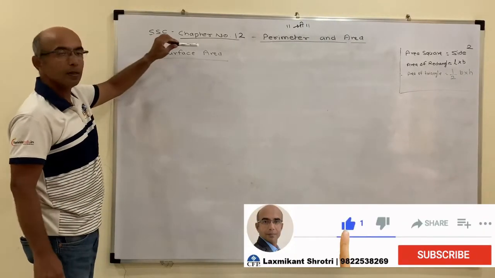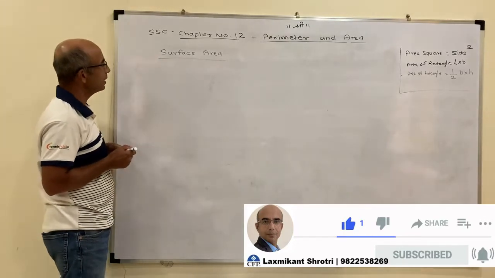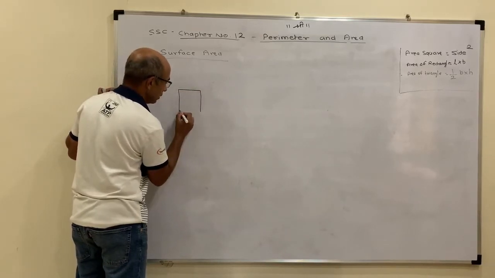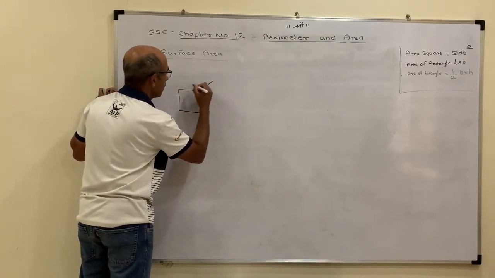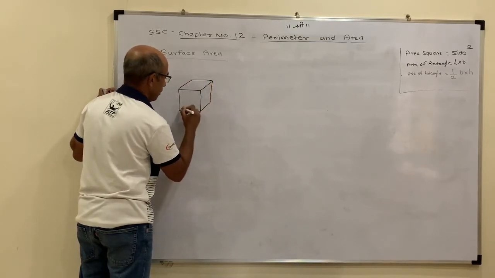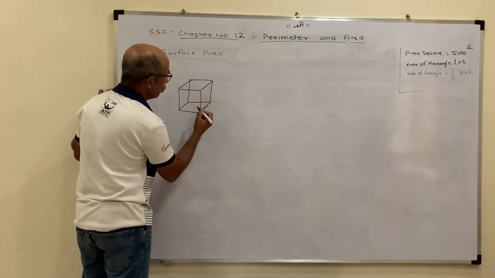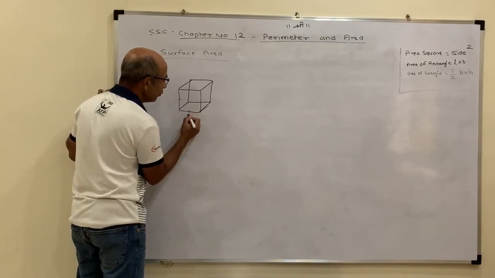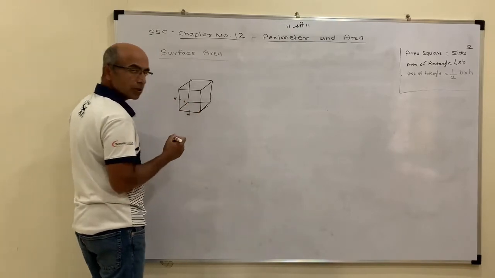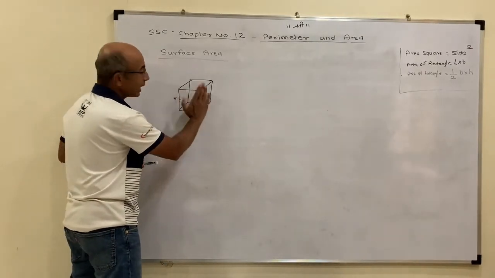Now, chapter number 12. Today we will be studying surface area. Now, what is surface area? Now, let's consider this cube. So, now when we say cube, each side of a cube is a perfect square. So, this is x, then this is as well x. This is x. So, the surface area is the area of each side of the cube.